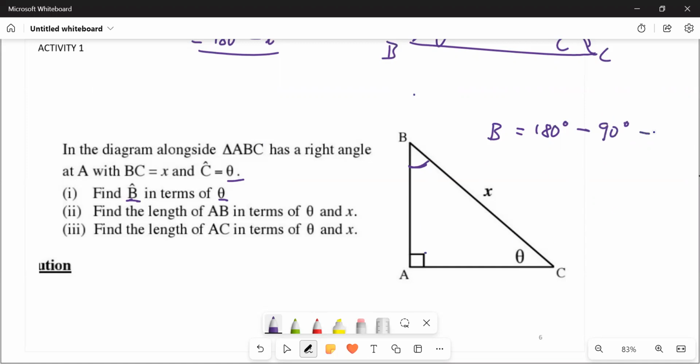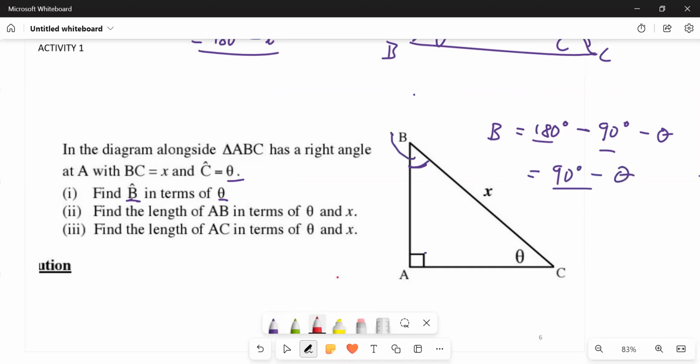Minus this angle here. What is this angle here? It's theta. Now, these two are like terms. What is 180 minus 90? This is going to be 90 degrees minus theta. So in other words, this angle here can be written as 90 degrees minus theta. So this angle is given now. If you have it this way, it's given.